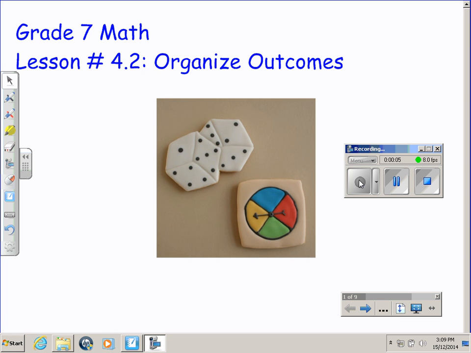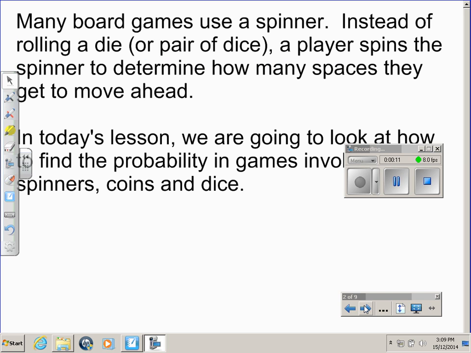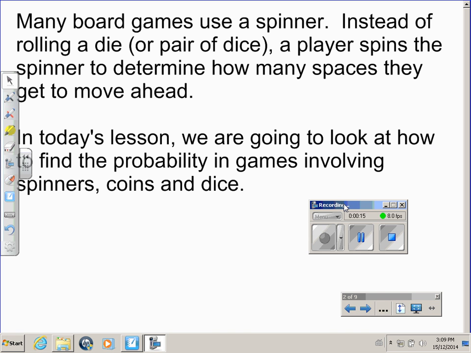This is lesson number 4.2, organized outcomes. Many board games use a spinner. Instead of rolling a die or pair of dice, a player spins the spinner to determine how many spaces they get to move ahead. In today's lesson, we are going to look at how to find the probability in games involving spinners, coins, and dice.